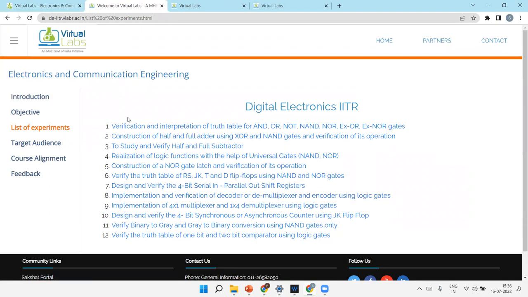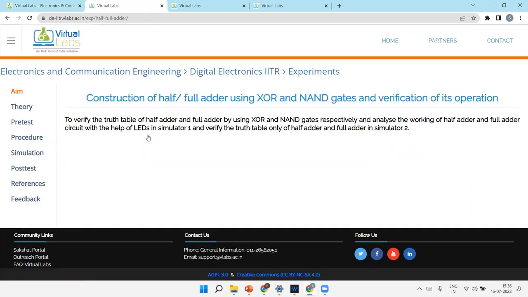Experiment number one, I have already covered in the previous lecture. Today I'm showing you experiment number two. Okay. The main advantage of the virtual lab is that it's a self-explanatory lab. Means you don't need any tutor.